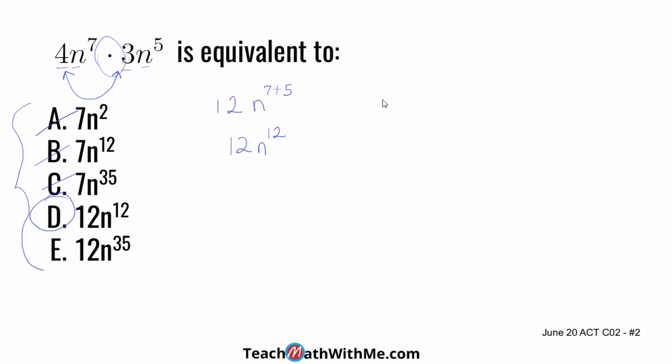So a quick review of operations with same bases. When we're multiplying, just as in this problem, we're going to add our exponents, the 7 plus 5, and that's what gave us n to the 12th. Let's say we are dividing with the same base. What do we do with the exponents? We're going to end up subtracting the exponents, and that would give us n squared.